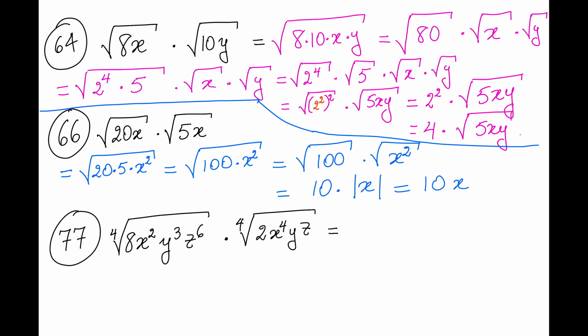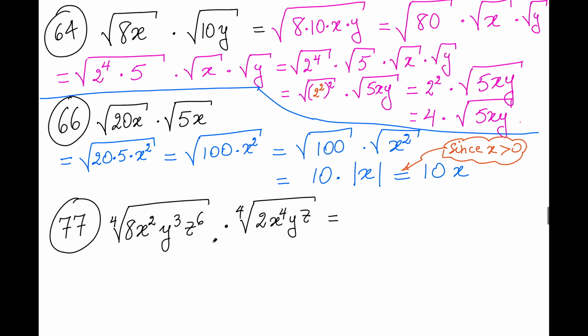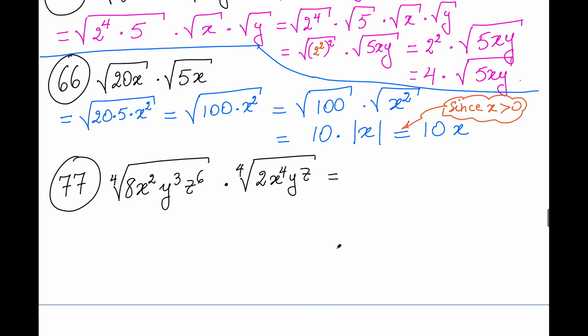And let me explain it here. Since we're given that x is positive, this is part of the question. If you're not given that x is positive, you stop here, right? You cannot do any better because you don't know what x is. If it's positive or non-negative, you get this. If it's negative, the answer would be negative 10x. Correct?